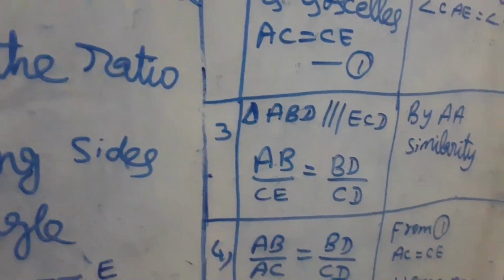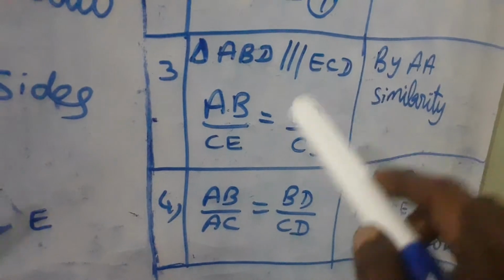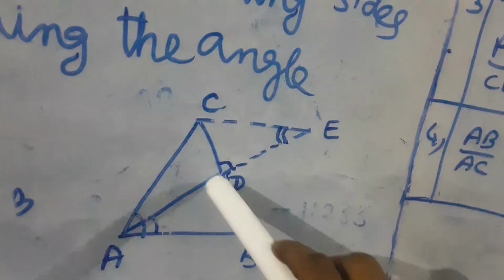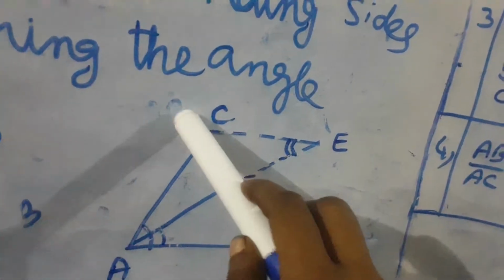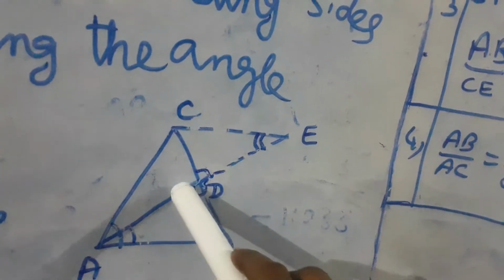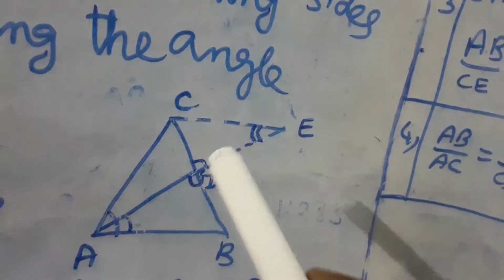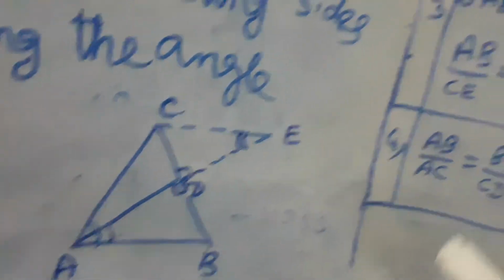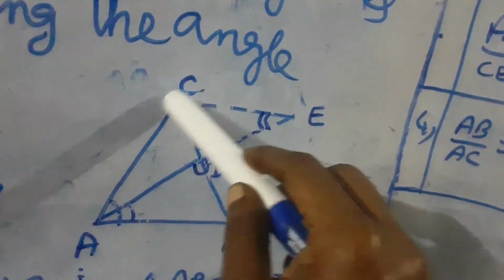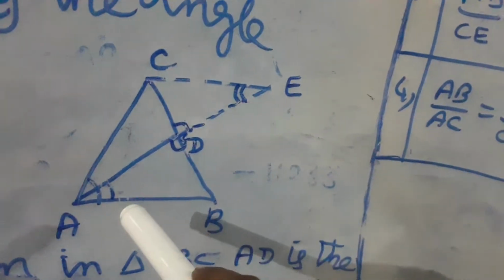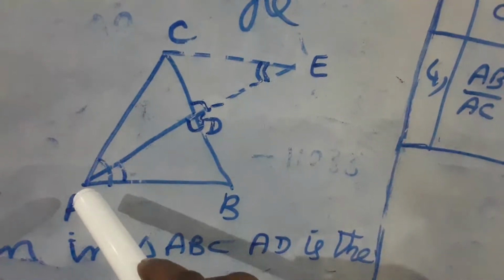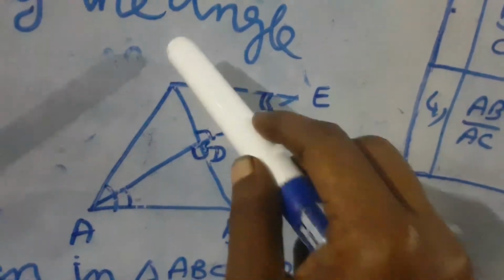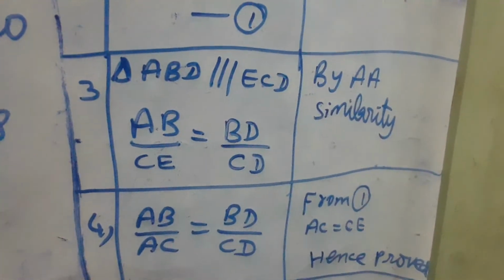Now, the third point: triangle ABD is similar to triangle ECD. Triangle ABD is similar to DCE since angle and angle similarity. Sometimes it is side and side similarity, and here it is angle and angle similarity. Therefore, these two triangles are similar. Therefore, AB by CE equal to BD by CD by AA similarity.